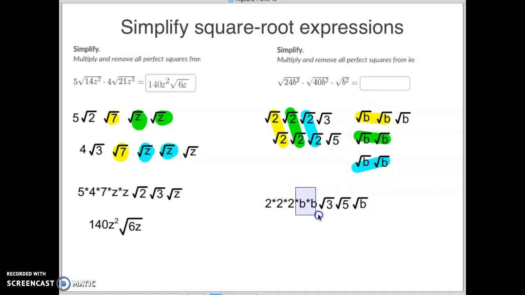So guys, you're going to notice there's a mistake in there. There should be 1 more b here. So let's remember that there's 1 more b right there, okay guys? And then I've got a 3, a 5, and a b left over, which is my square root of 3, square root of 5, square root of b.